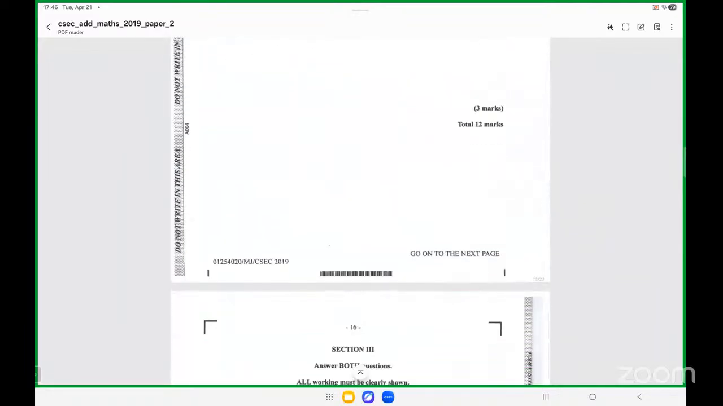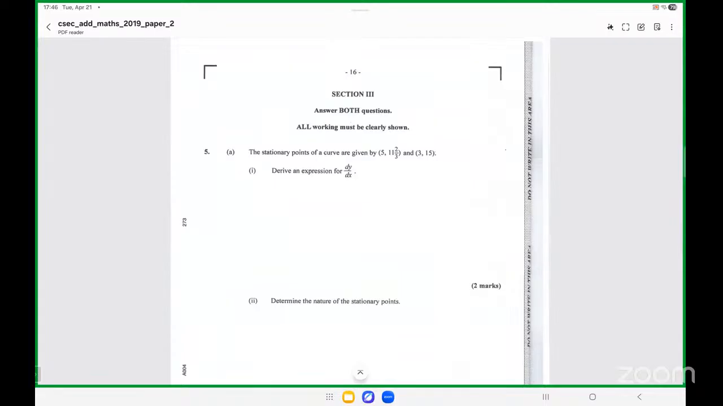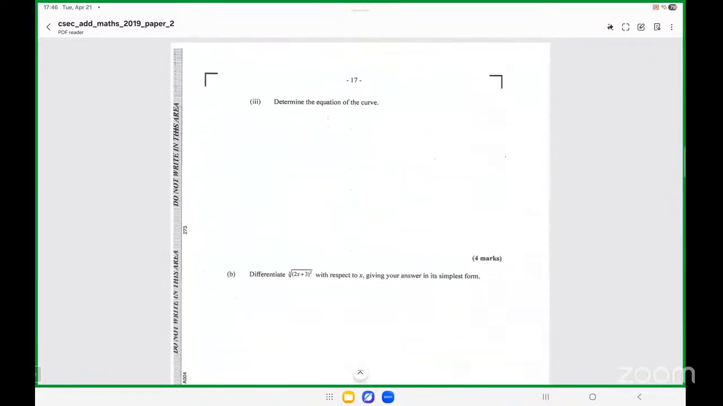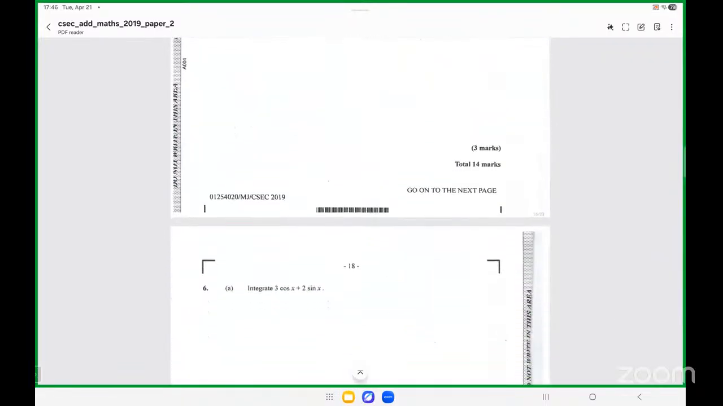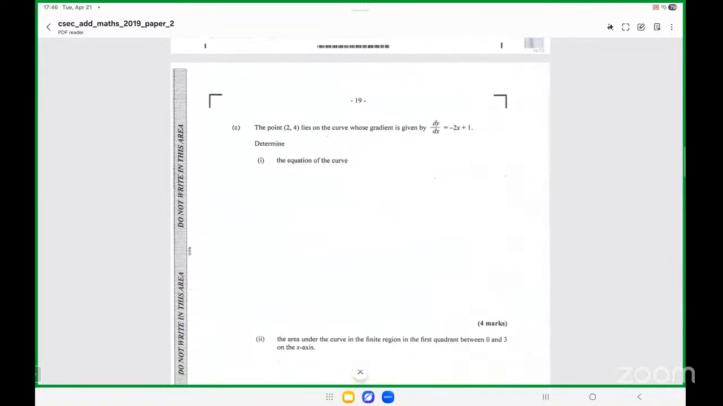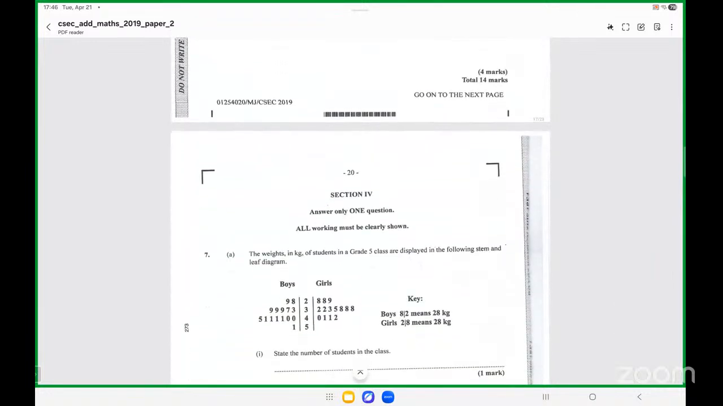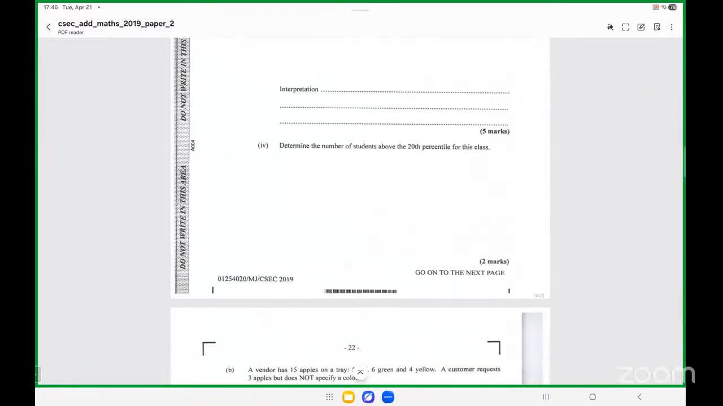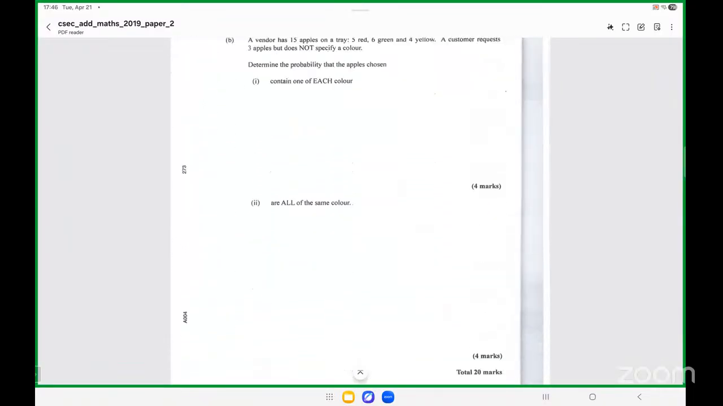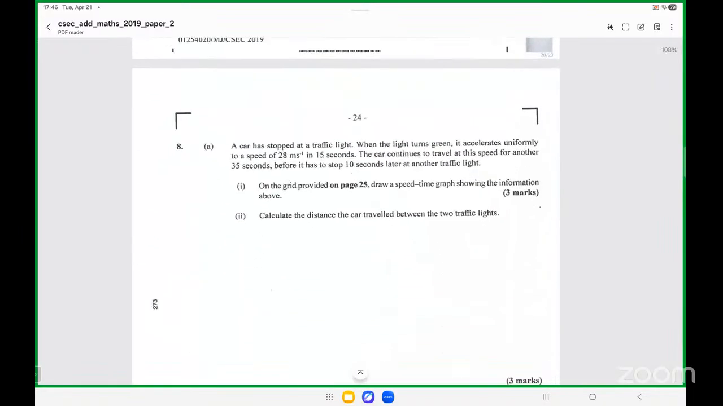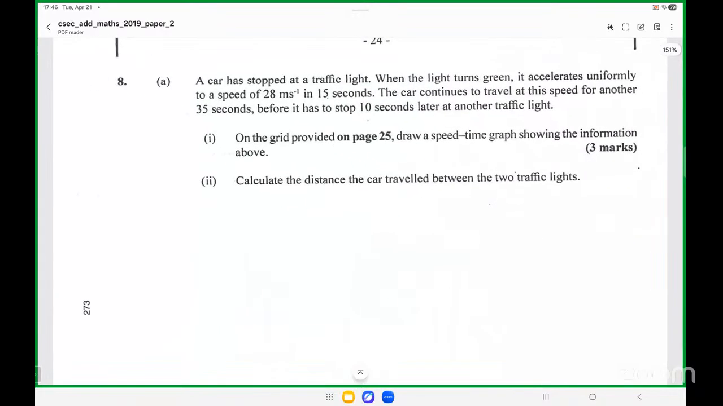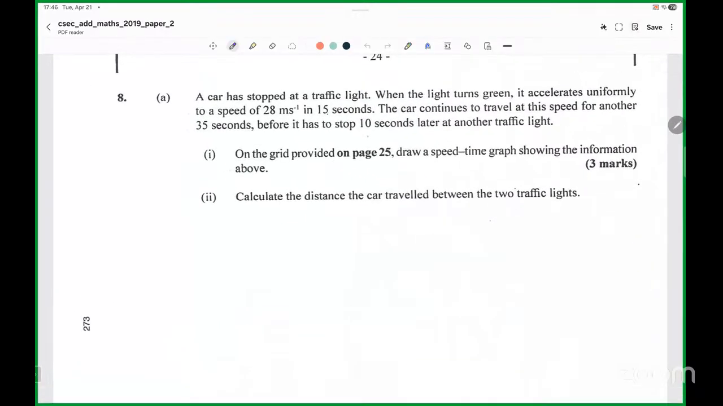The 2019 paper apparently was still the old syllabus. Yeah, that question by itself. Motion in a straight line, number 7 and number 8. Old syllabus. There we go. Good. That's the old syllabus.